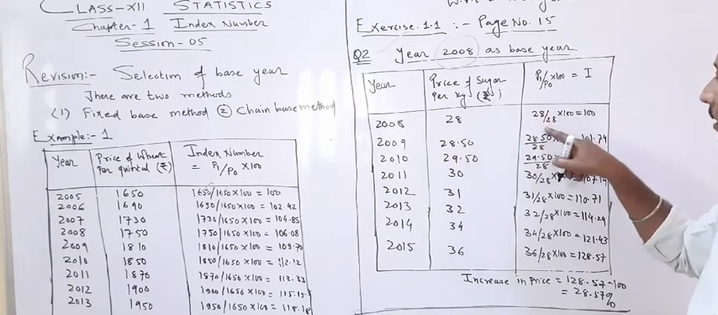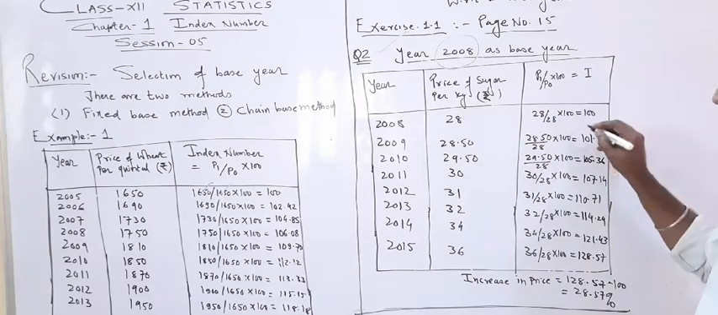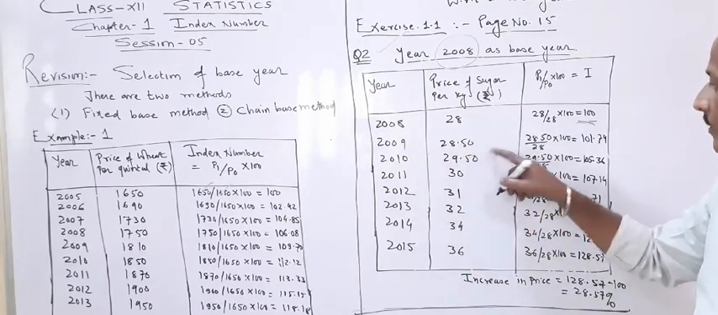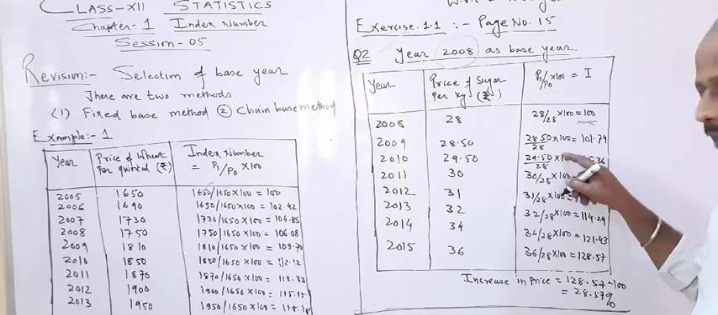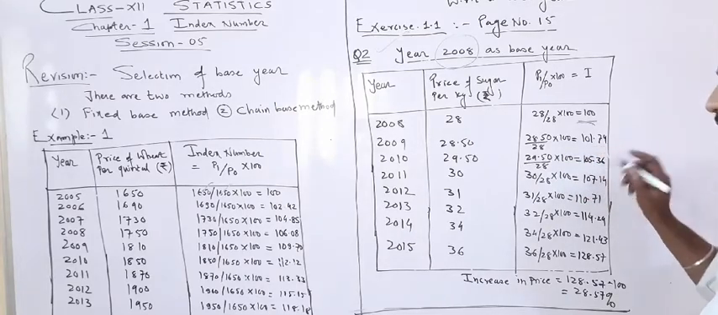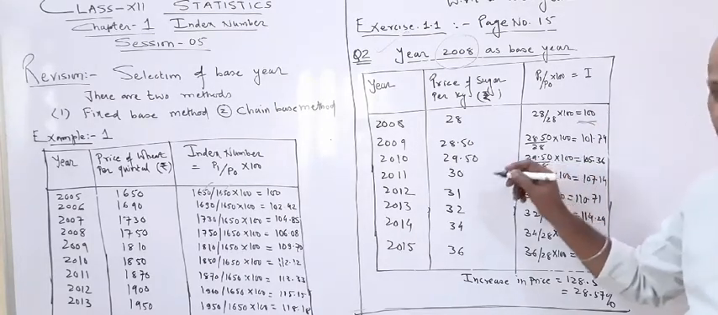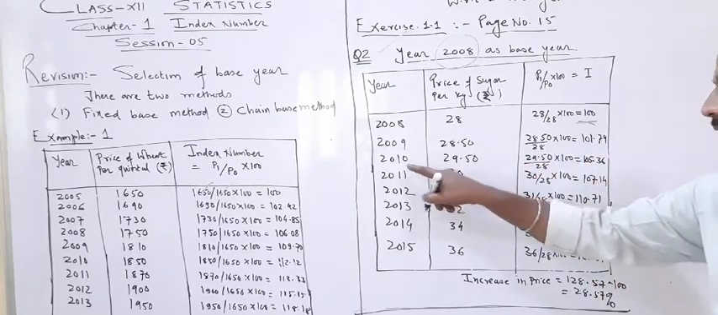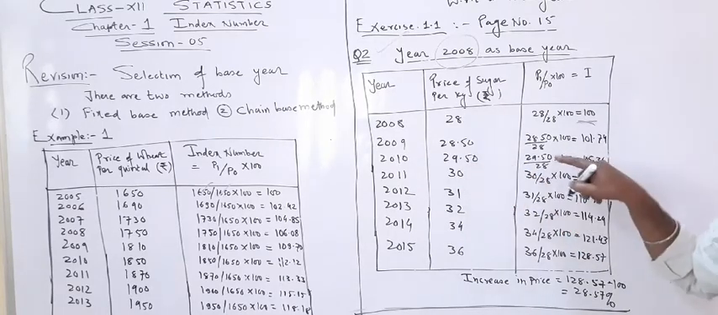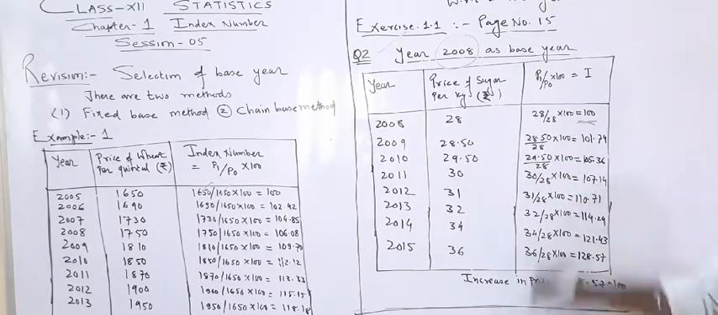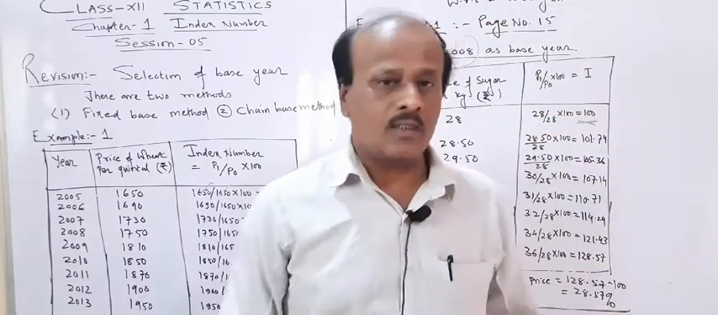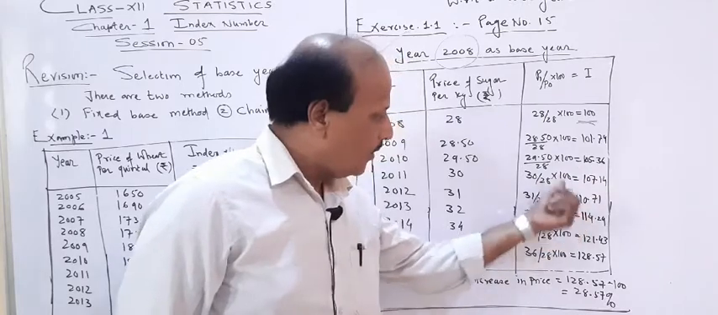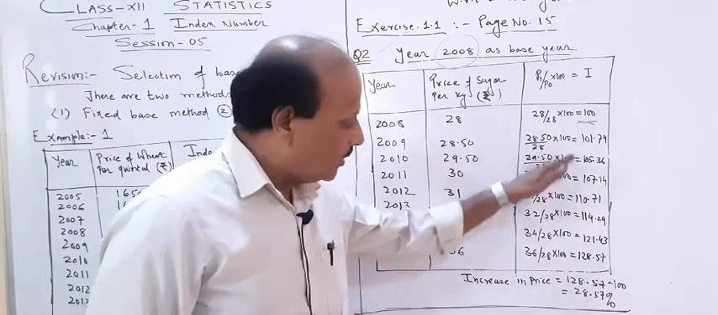So 28 divided by 28 multiplied by 100, you will get 100. Similarly for 2009, 28.50 divided by 28 multiplied by 100, you will get 101.74. Use a calculator, don't trust my calculation. I have done just like this only. Then 29.50 divided by 28 multiplied by 100. In this way, successively you are going to get the index number for the different years. You do it till the last.